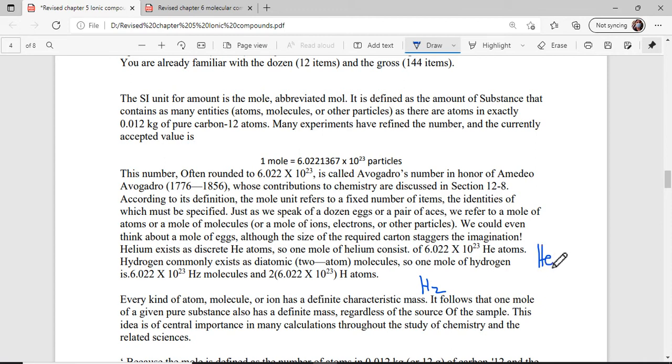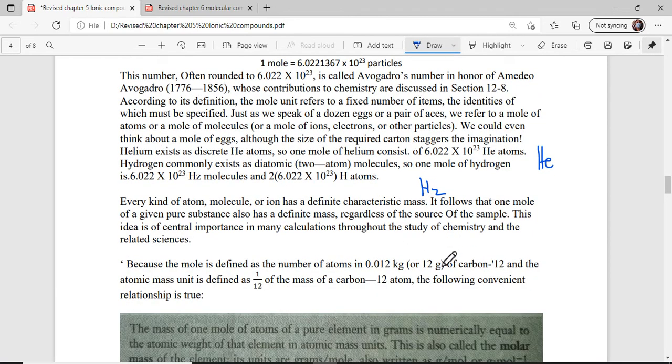Okay? Hydrogen is diatomic. Therefore, to be stable, it needs two atoms. Therefore, your hydrogen is diatomic. So, 1 mole of your hydrogen is equal to 6.022. Therefore, your Avogadro's number will be multiplied by 2. Okay? So that it becomes stable.